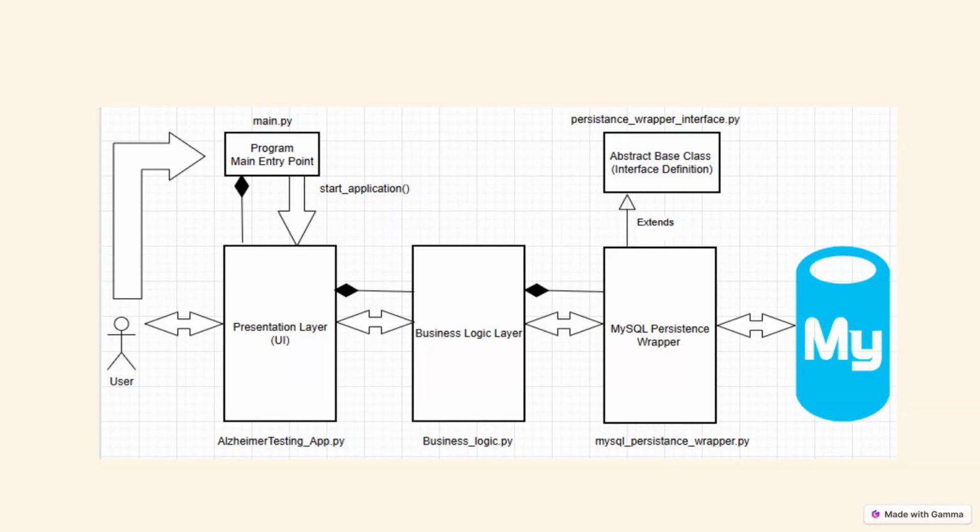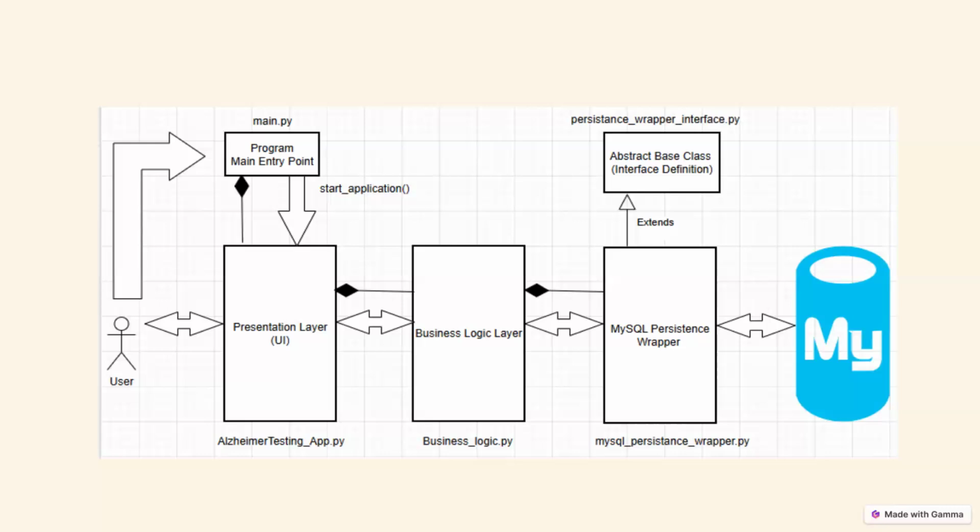The business logic layer acts as the core processing unit for the system, and it contains the algorithms for cognitive testing, risk analysis, and generating personalized recommendations. It also validates the data received from the presentation layer and interacts with the persistence layer for data storage and retrieval. It further sends the results to the presentation layer.